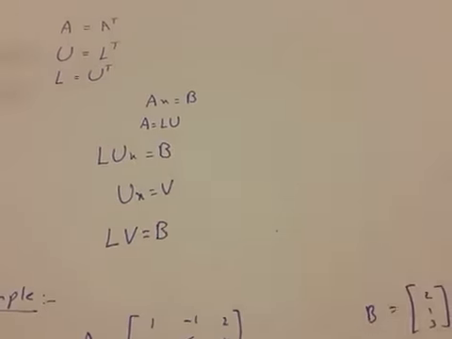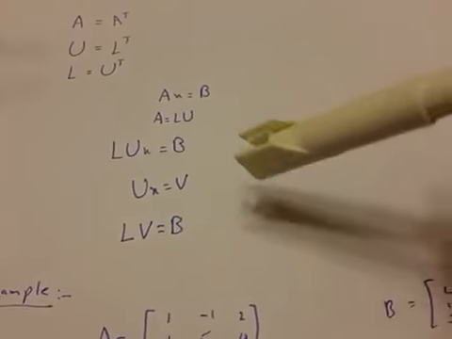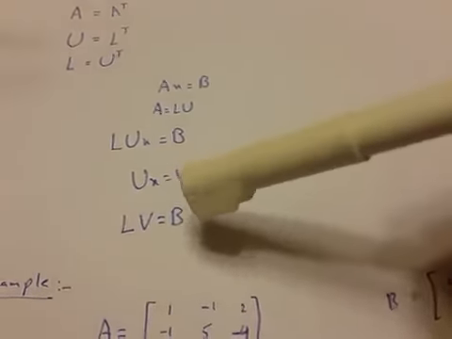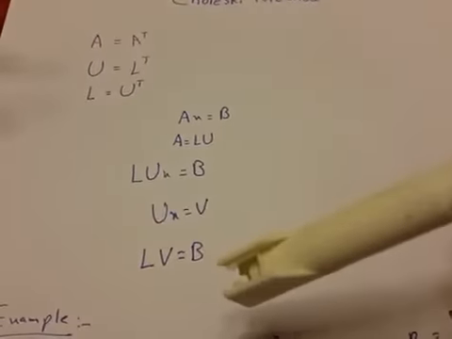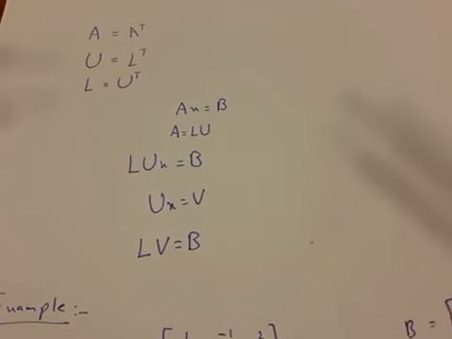Then we substitute Ux = V, where V is another unknown matrix filled with variables of the same order as X. When we do that, we get LV = B. Now we will use this to get values for V, which in turn we will use to get values for X. You will see more of this in the example.